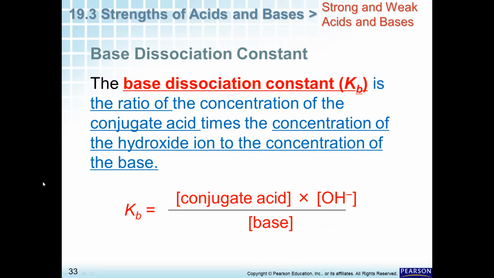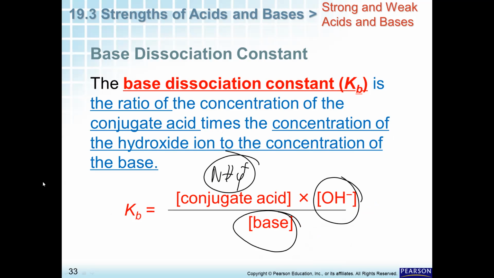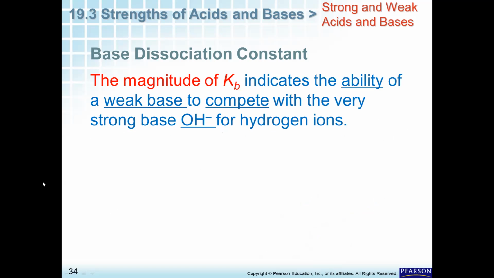So the base dissociation constant Kb is equal to the ratio of the concentration of the conjugate acid. Here he's using different terms, but that is the ammonium. Now we know that ammonium is a conjugate acid and the hydroxide ion is the conjugate base, and the equilibrium concentration of the base, which is the ammonia in that case. The magnitude of Kb indicates the ability of a weak base to compete for a very strong hydroxide ion. It is the same thing.